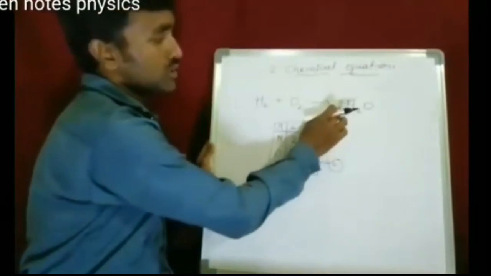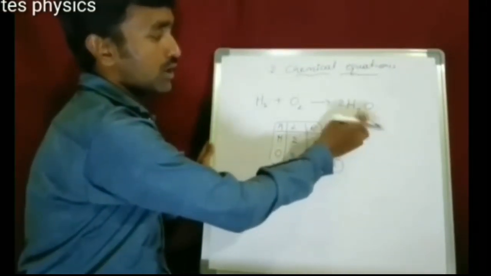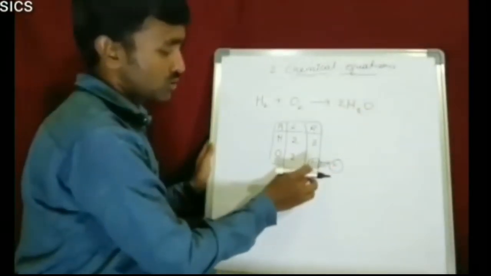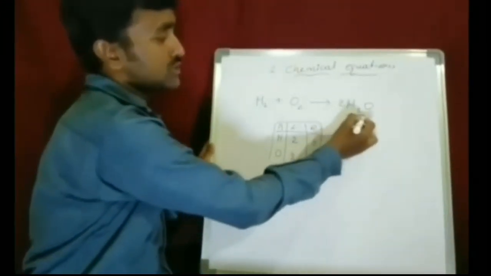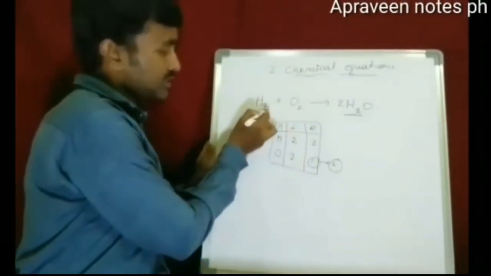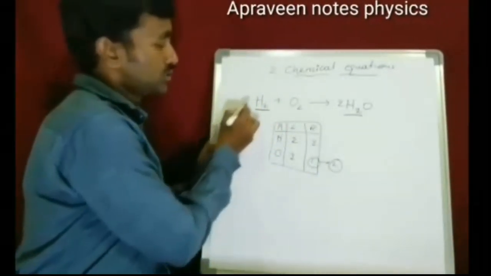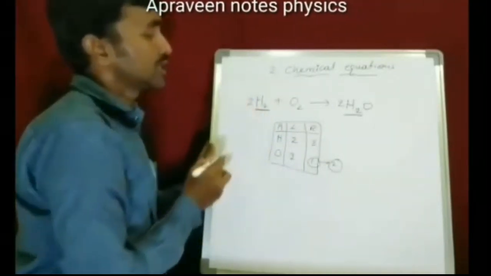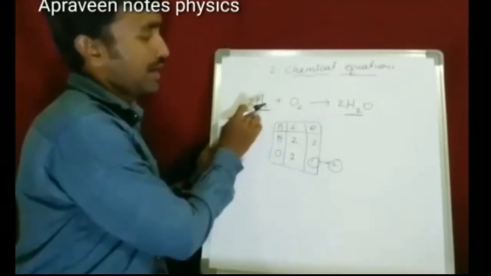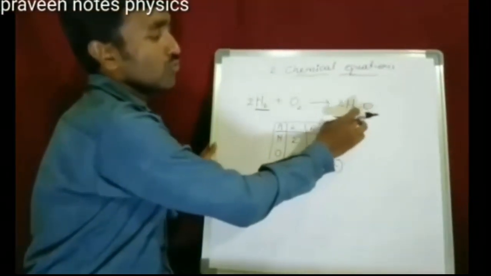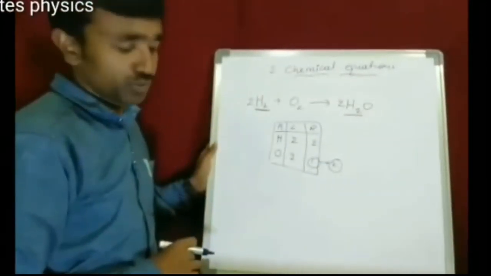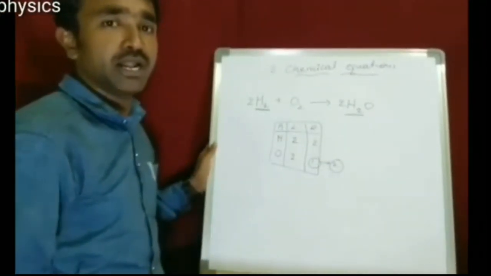So now the count of hydrogens is 4 on the RHS and the count of oxygen on the RHS is 2. So oxygens are balanced but hydrogen is unbalanced. So now come to the LHS, make it 4, then automatically your balanced chemical equation is ready. So here 2 is 4 hydrogen atoms and here also 4 hydrogen atoms, 2 oxygen atoms, 2 oxygen atoms. It is said to be a balanced chemical equation.